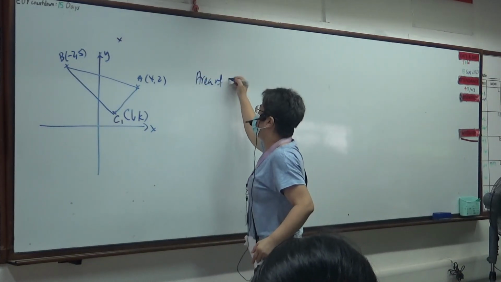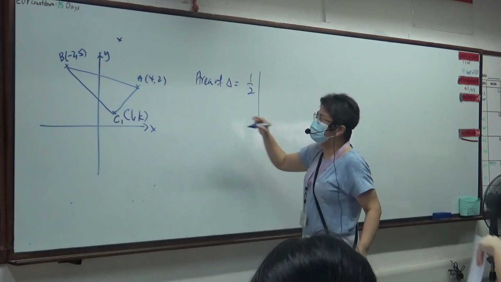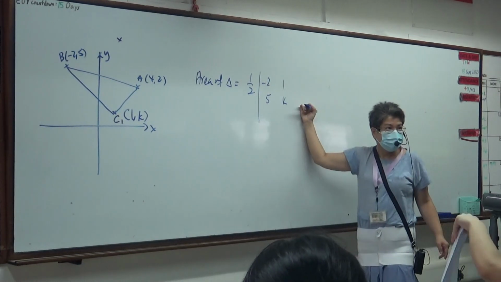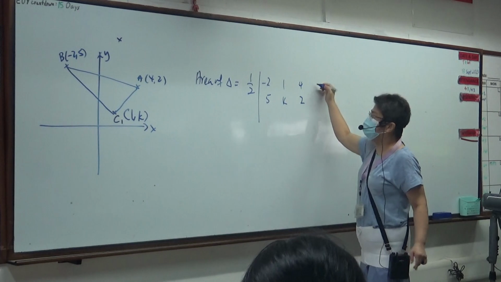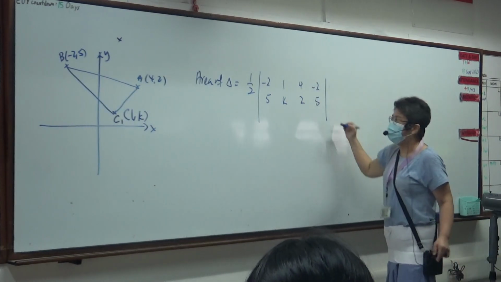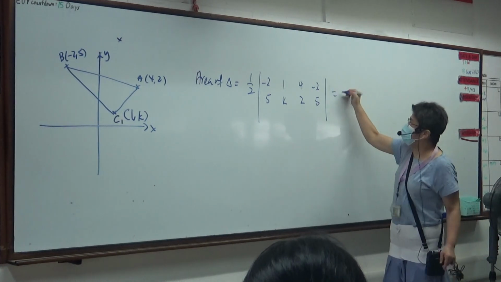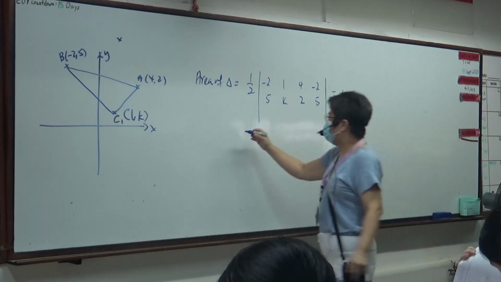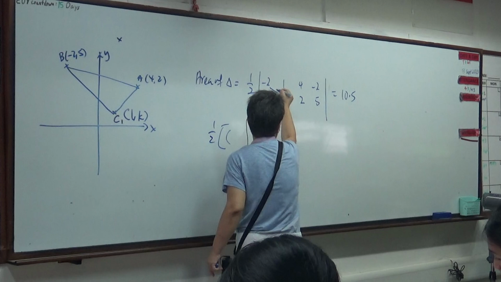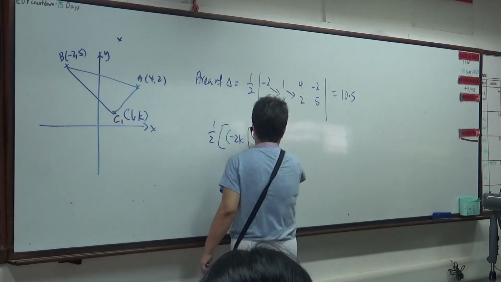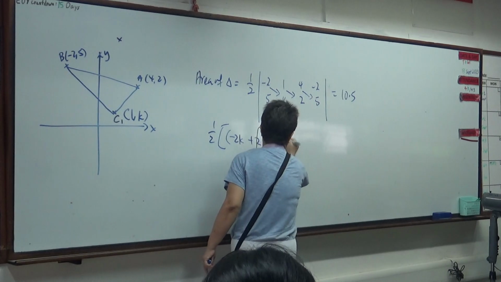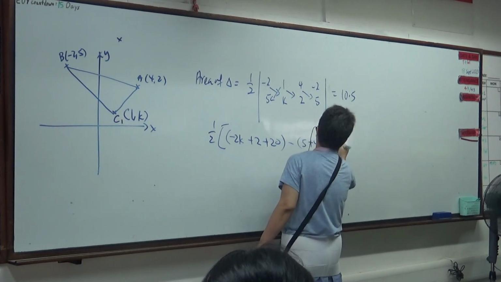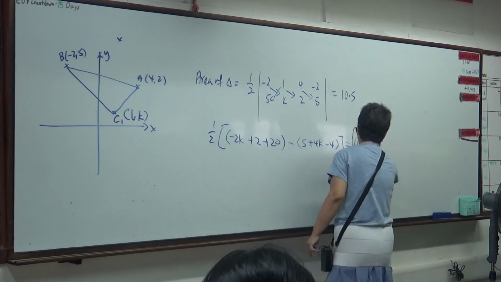So, the area of the triangle will be half, you start from B (-2, 5), then (1, k), right? Anti-clockwise, then (4, 2), then (-2, 5) again, right? Correct. This will give me 10.5, correct? Questions here? Okay, so let's work this out. What is this? Negative 2k plus 2 plus 20 minus 5 plus 4k minus 4. This will be 10.5, right?